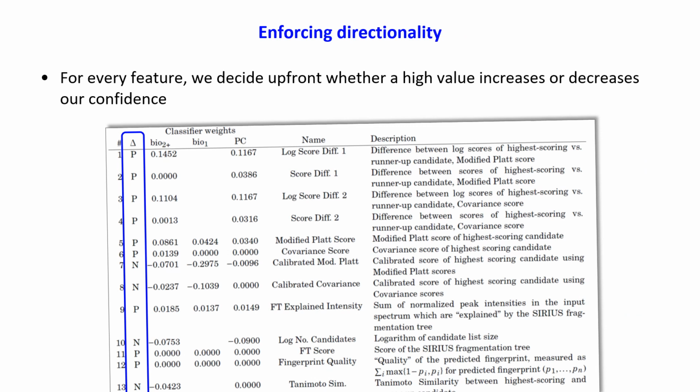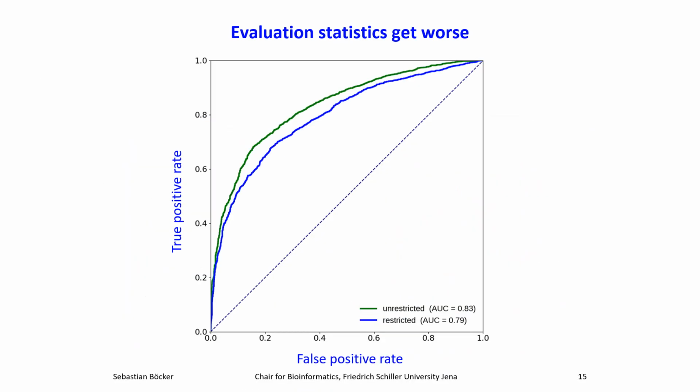So what we used to get around that was we decided upfront if a feature was good or bad for our confidence, and we enforced that when training the machine learning model. And with that, results actually get worse.